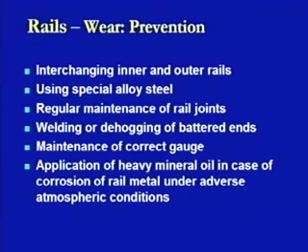Then application of heavy mineral oil in case of corrosion of rail metal under adverse atmospheric conditions is another way by which we can prevent the rail wear. So, this is in short about the different types of wear which can take place on the rail sections. We have seen the types of wear according to location, that is on the surface of the rail head, on the side of the rail head, and at the end of the rail head. And we have also seen the preventive measures by which the wear can be reduced.